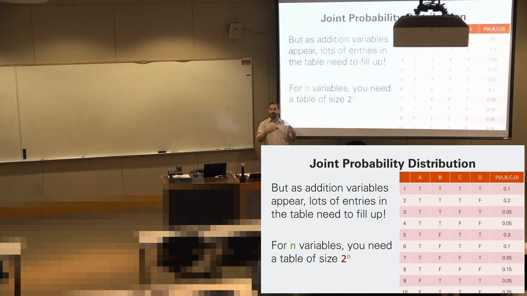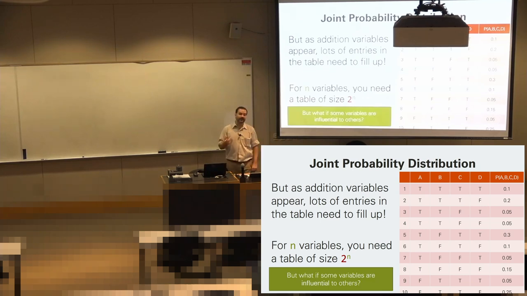But just because it's a pain point doesn't mean we throw it away entirely. We can find ways to utilize this. Specifically, what happens when those variables start to have an influence over each other? A, for example, right now is independent of B, independent of C, independent of D. But what happens if the likelihood of A being true has a very direct correlation to the value of B?